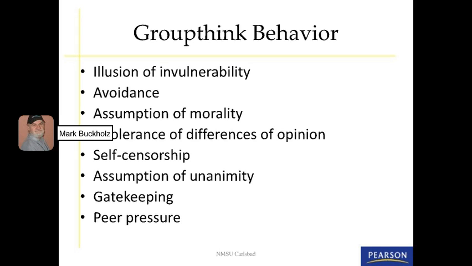Among the instances of groupthink behavior, the following have been identified. Members of the group communicate with an illusion of invulnerability, evincing an assumption of morality and an intolerance of differences of opinion. Peer pressure encourages self-censorship, and the group assumes unanimity. Other opinions and perceptions are avoided through gatekeeping.